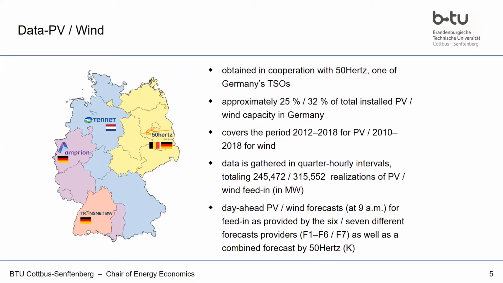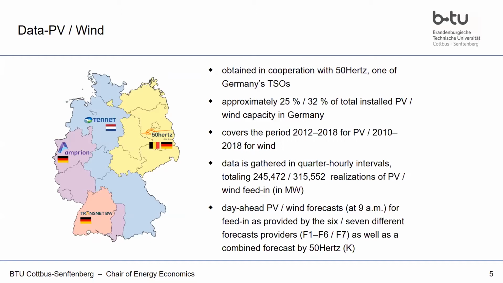The data covers the period 2012 to 2018 for PV and 2010 to 2018 for wind. The data is gathered in quarter-hourly intervals, totaling approximately 245,000 PV realizations and approximately 350,000 realizations of wind feed-in, and this is measured in megawatt.